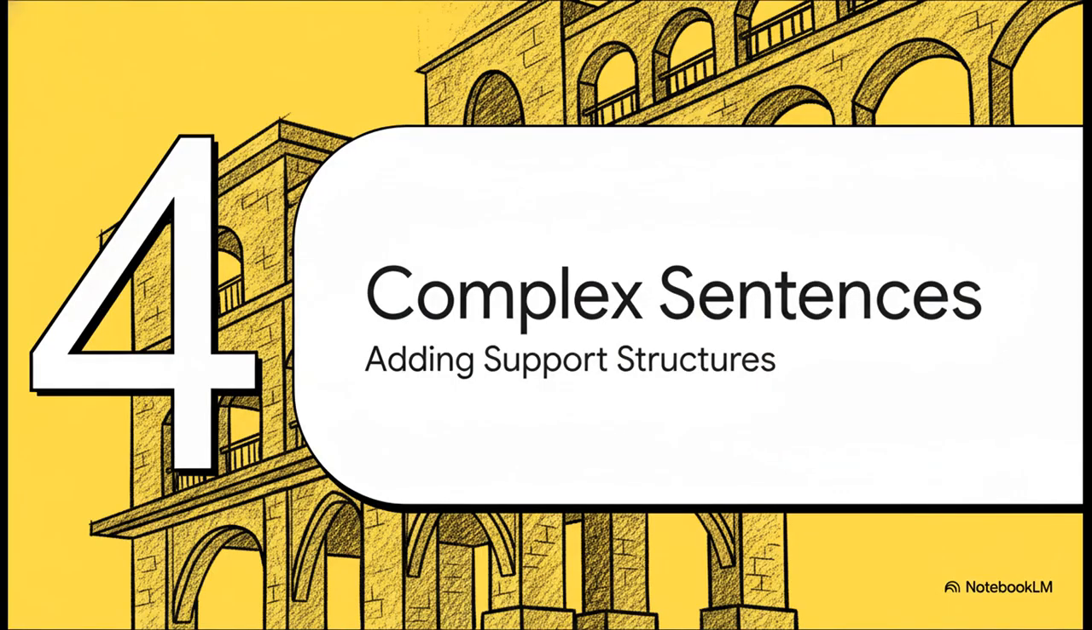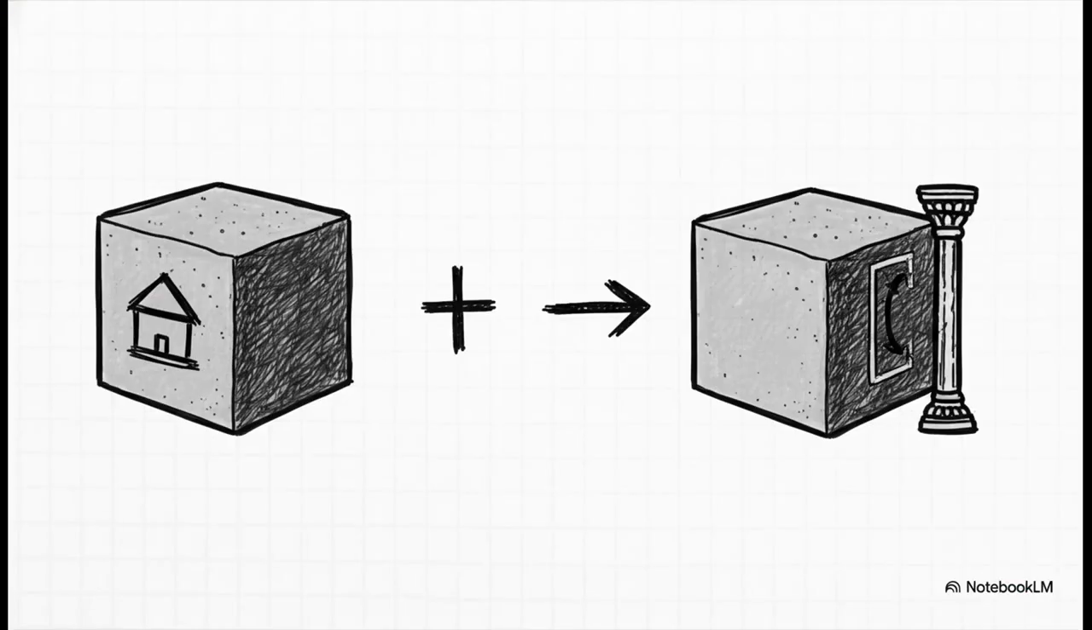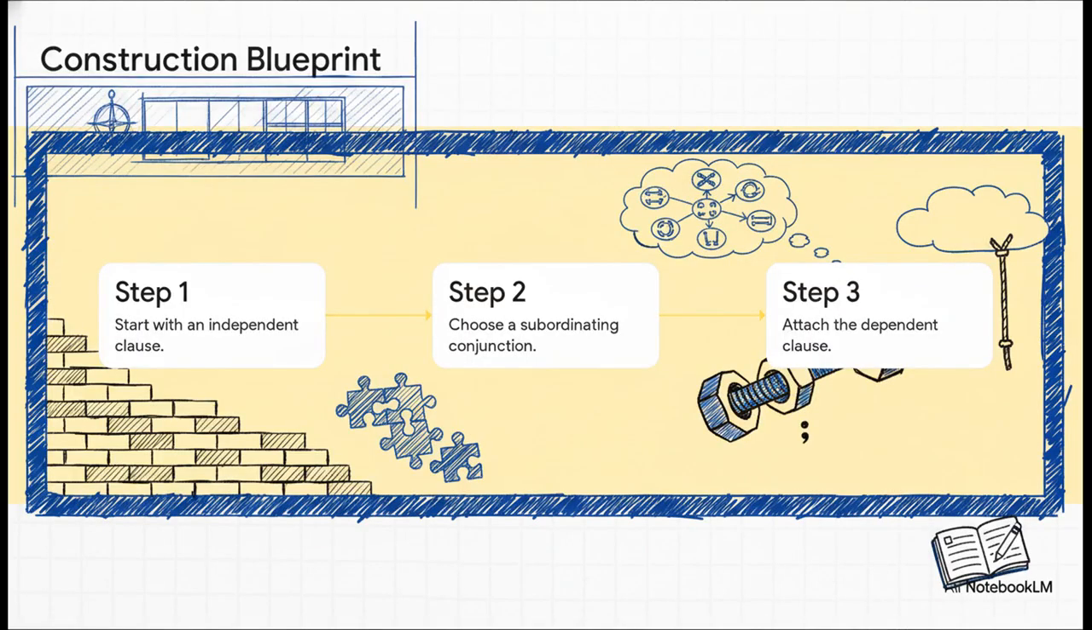Okay, you've mastered the basic two foundation structure. Now it's time to get a little more ambitious with our architecture. Let's build what are called complex sentences by adding a dependent support structure to our main foundation. So for this build, our materials list is a little different. We need one of those strong foundations, an independent clause, and one of those add-ons, a dependent clause. And the blueprint is just as straightforward.